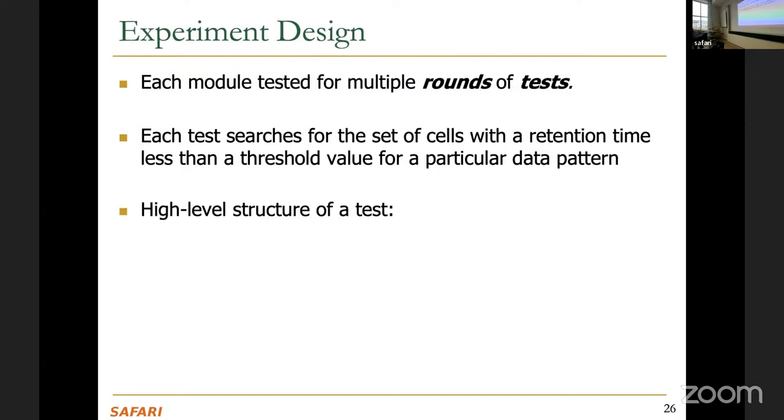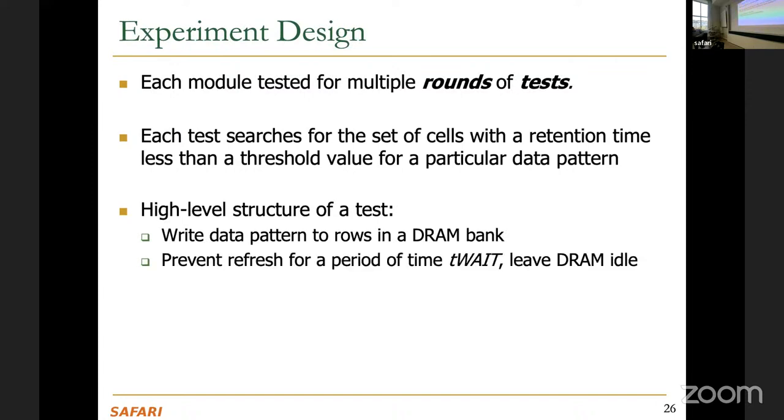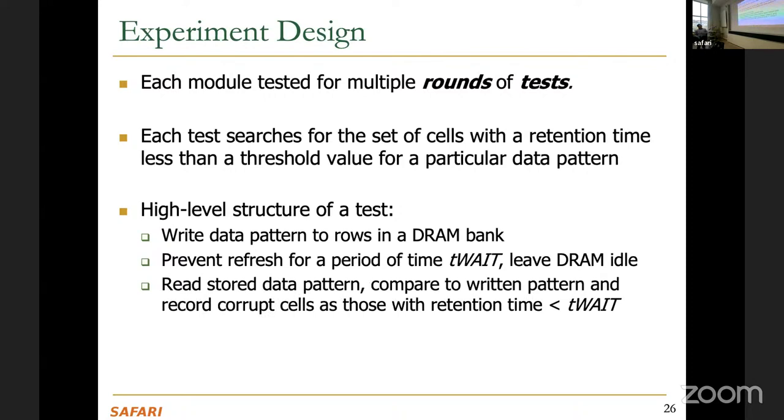This is a mouthful. So let's take a look at a high-level structure. Basically, we write a data pattern to rows in a DRAM bank. We prevent refresh for a period of time called T wait. We leave the DRAM idle during that time. And then we read the stored data pattern, compare it to the written pattern, and record the corrupt cells as those with a retention time that is less than T wait.